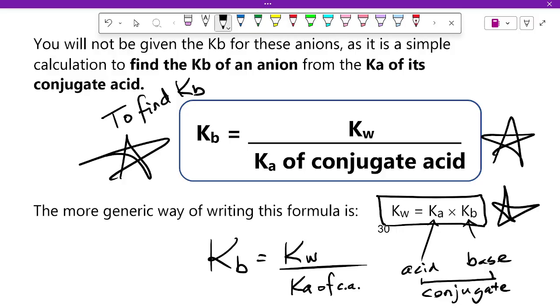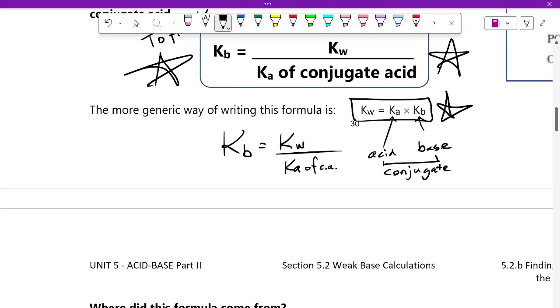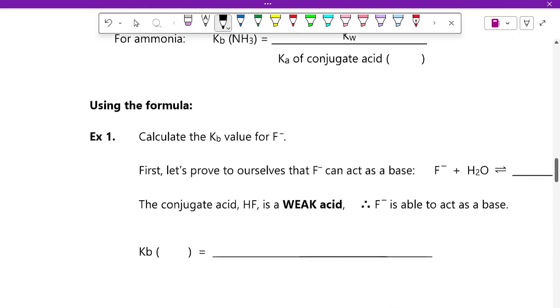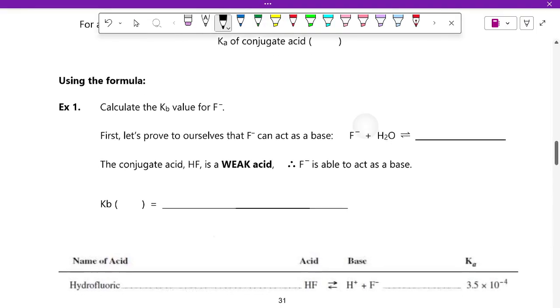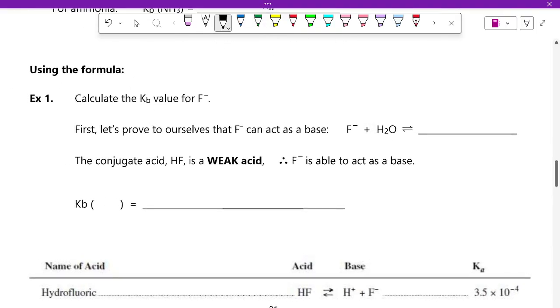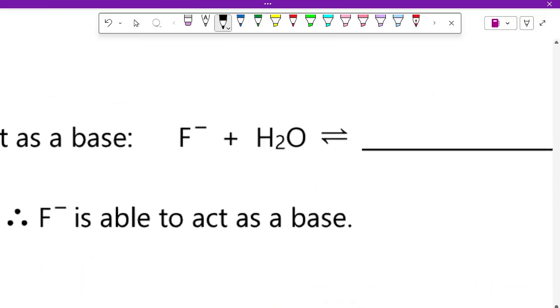So we used to have Kw is equal to H times OH, that still applies, but Kw is also equal to Ka times Kb of the conjugate acid. And because we are pressed for time today, I'm not going to go through where this formula came from. Feel free to read it on your own if you want to. Let's use this formula to calculate Kb for F minus. F minus can act as a base. We get HF plus OH minus.